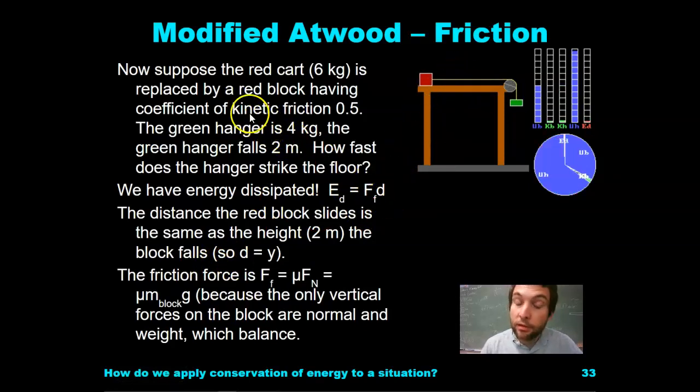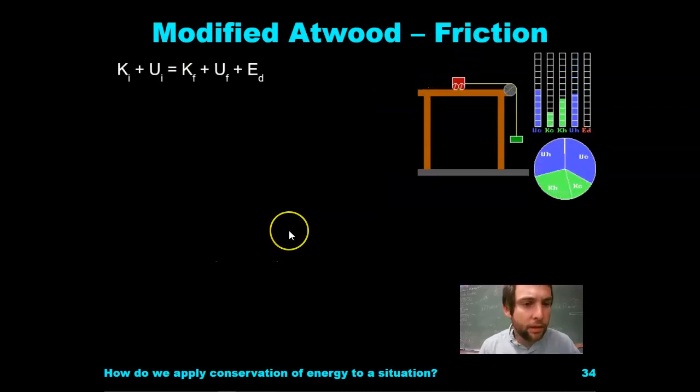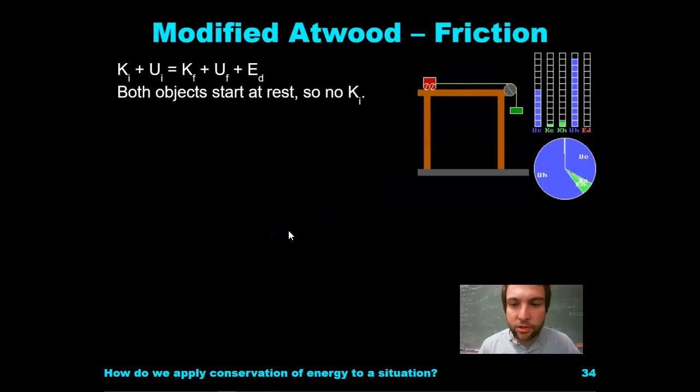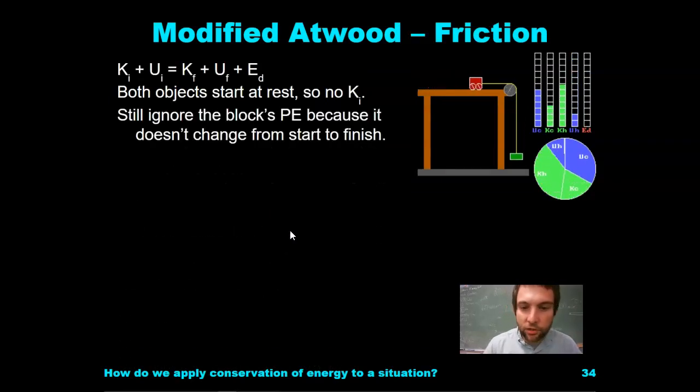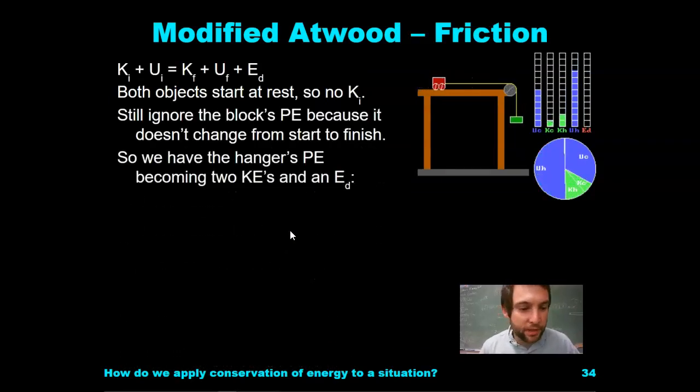So again, there's friction, and I have drilled into you to go to your free body diagrams. Your free body diagrams here are going to be useful because we need to know what that friction force is. Both objects start at rest, so there's no kinetic energy, ignoring the block's potential energy because it doesn't change. We have the hanger's potential energy becoming two kinetic energies and a dissipated energy.